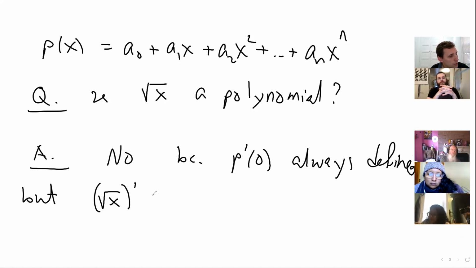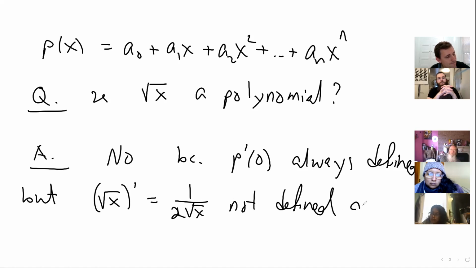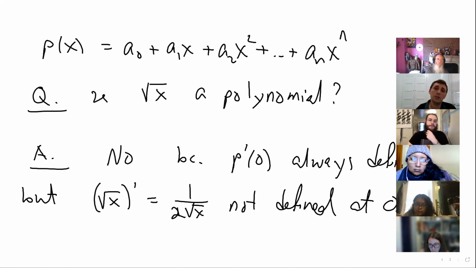The derivative of the root is 1/2 root x, not defined at 0. Do you agree? So that's one easy, very quick way that I can right away tell that root of x is not a polynomial.